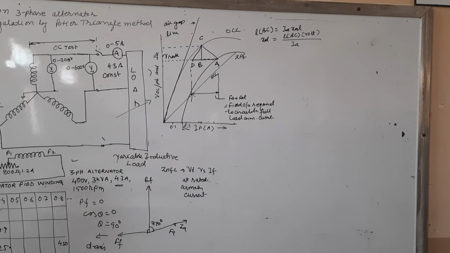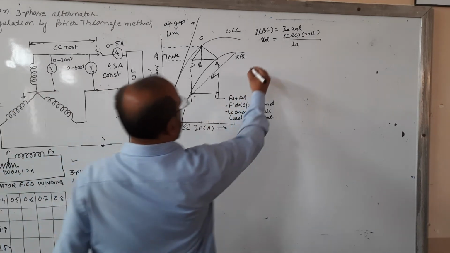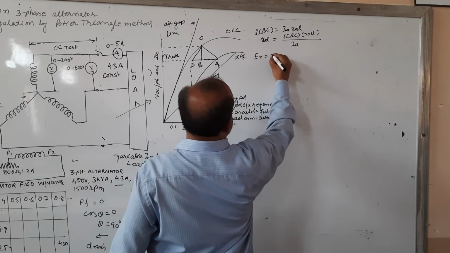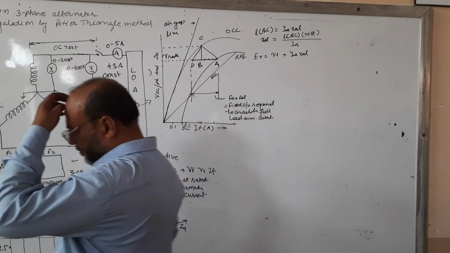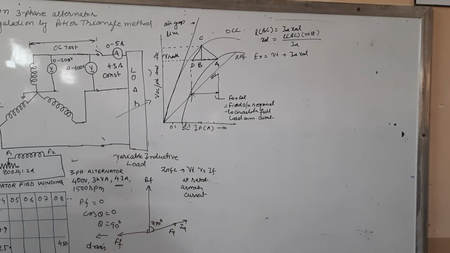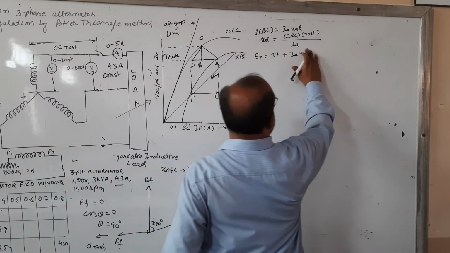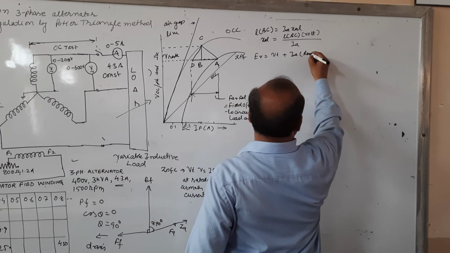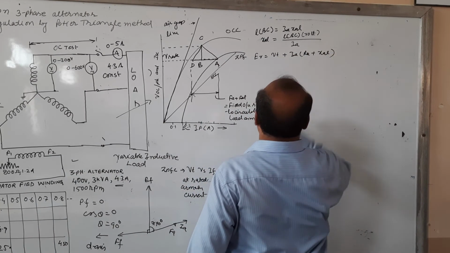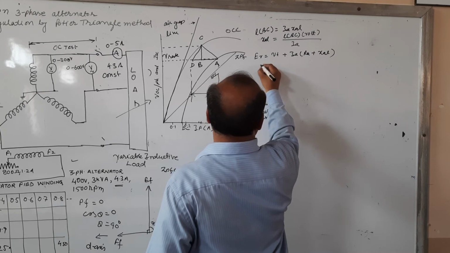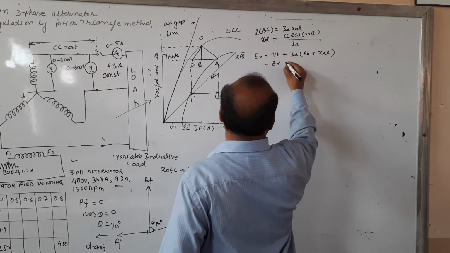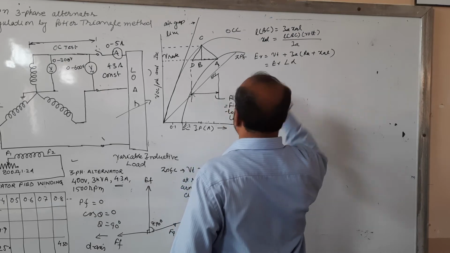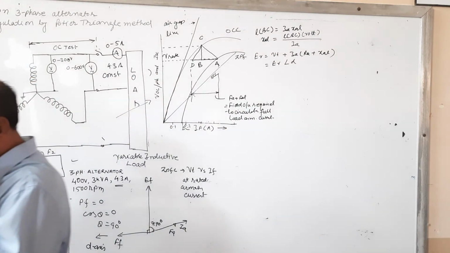Now calculate the voltage ER. What is the voltage ER? It is equal to VT plus IA XAL, terminal voltage plus armature current into bracket RA plus jXAL. Find its magnitude and angle. So ER is a magnitude, and alpha is the angle.